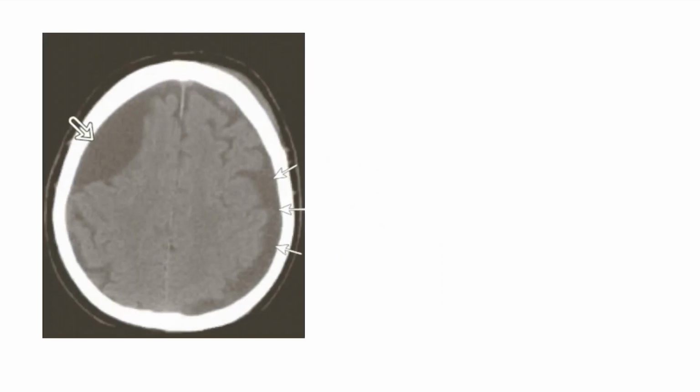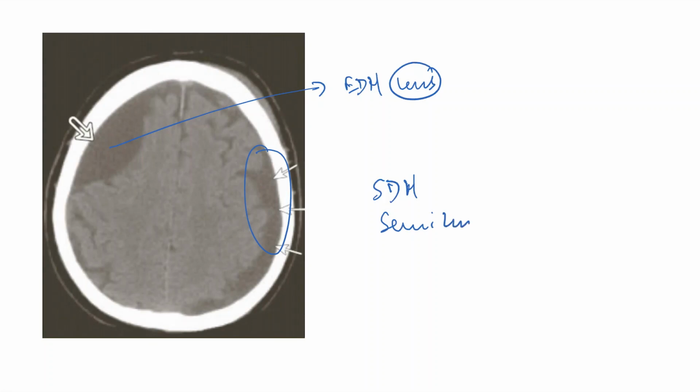This shows both the hemorrhages. This is an epidural hemorrhage. It is lens shaped. This is a subdural hemorrhage which is semilunar shaped.